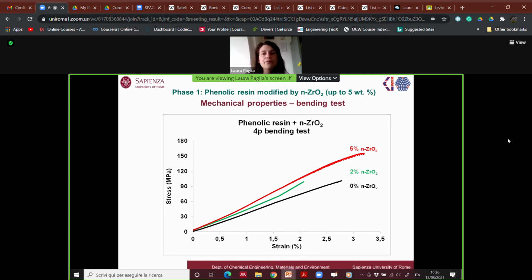But obviously, we have to remember that when we have these nanoparticles inside the material, we always have a threshold, a threshold for which if I add more particles, I can have a reduction, a decrease of my performance. Because if I put inside the material a great quantity of nanoparticles, I can more easily have the formation of agglomerates. And obviously this is not good for the performance of my material.